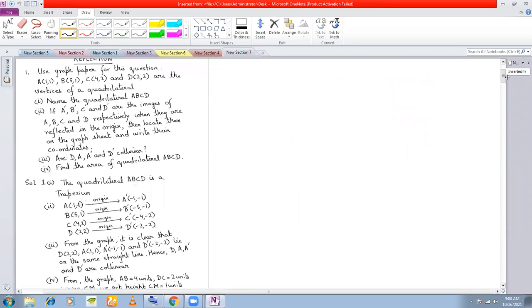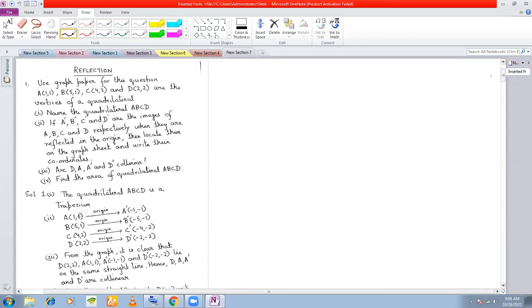These are the notes I had sent you yesterday. If you see this question, it states to use graph paper for this question. The coordinates of A, B, C, and D are given to you, and they are the vertices of a quadrilateral. So A, B, C, D forms a quadrilateral, and then you have the questions. Name the quadrilateral ABCD, and so on and so forth.